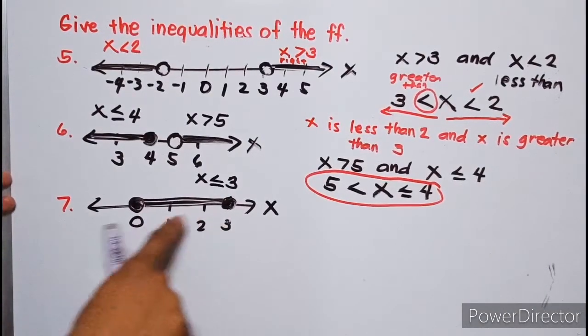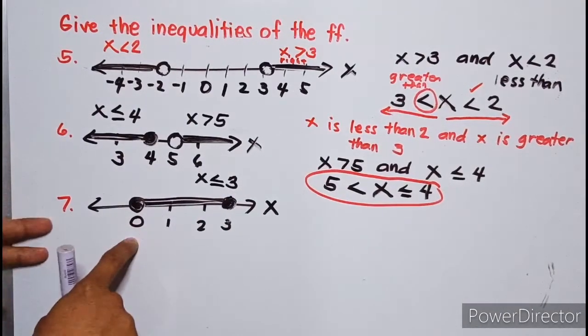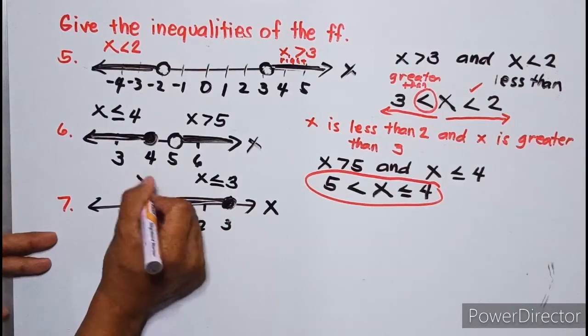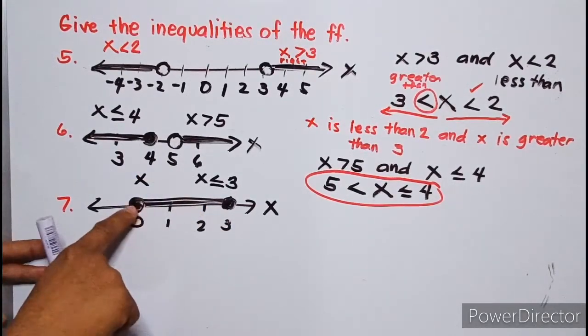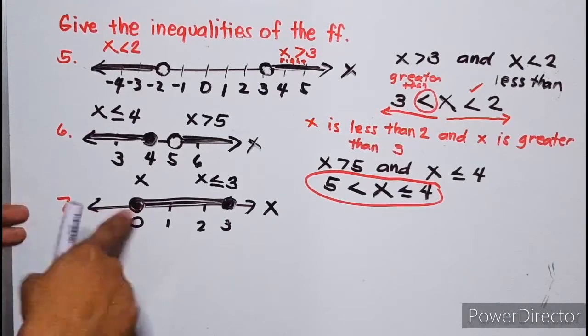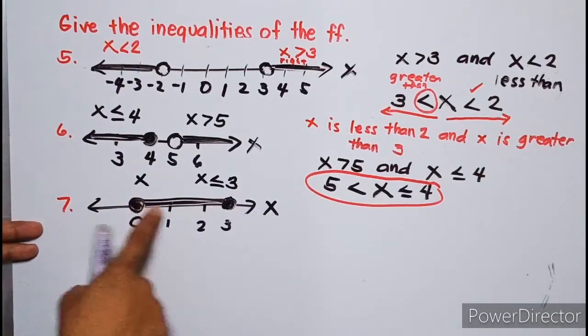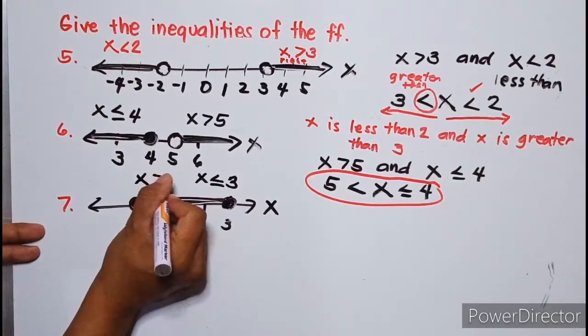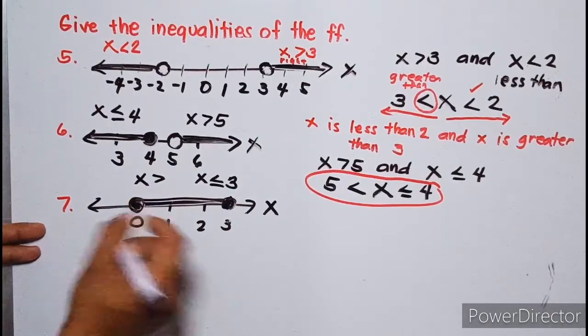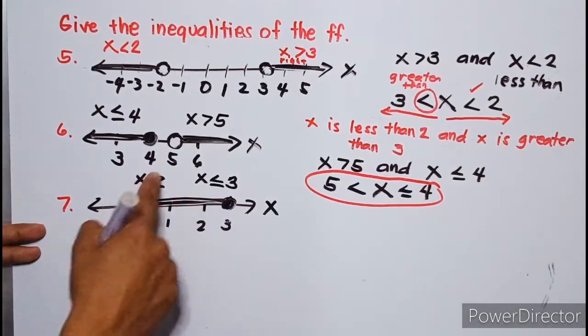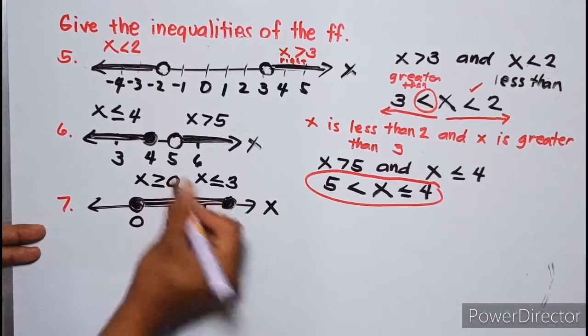Okay, kapag tumingin ka naman kay 0, so again, our variable is x. Okay? Pasaan naman ang shade? Is it going to the left or going to the right? So, going to the right. So, greater than. Kasali ba si 0? Oo, kasi shaded. So, x is greater than or equal to 0.